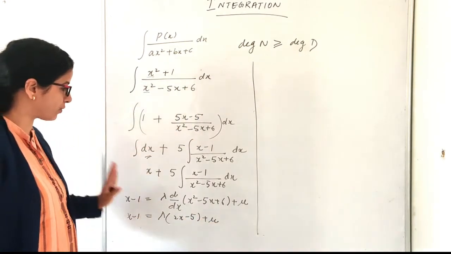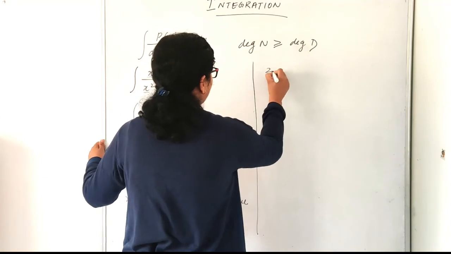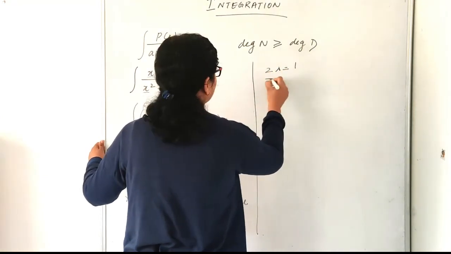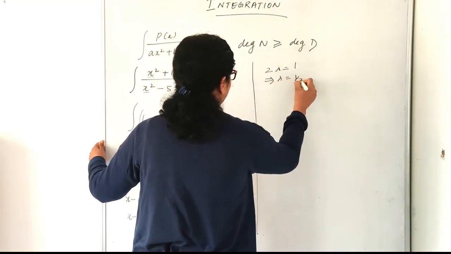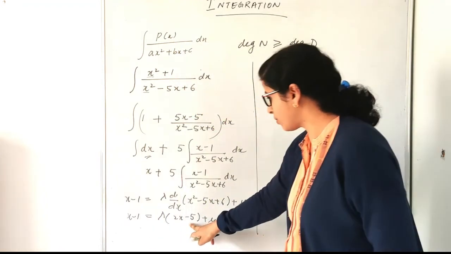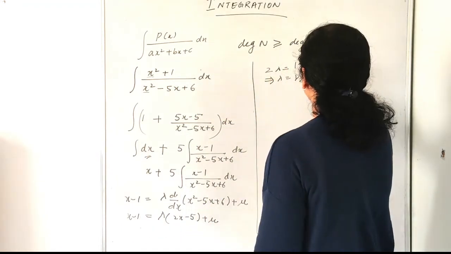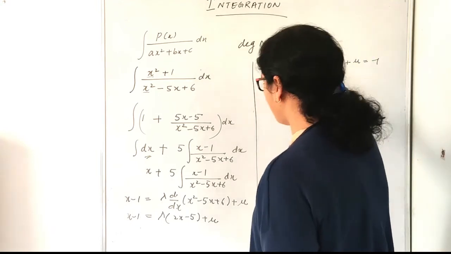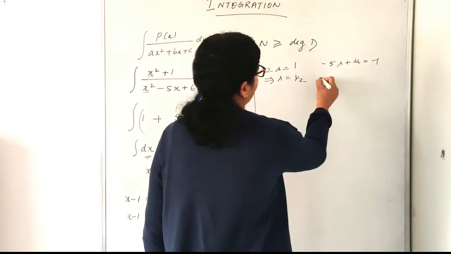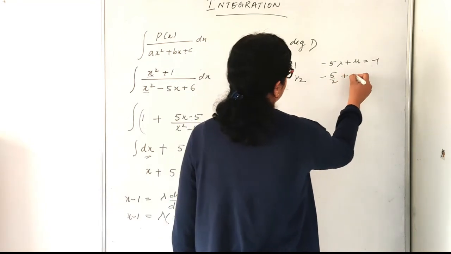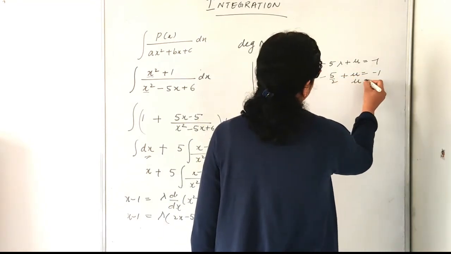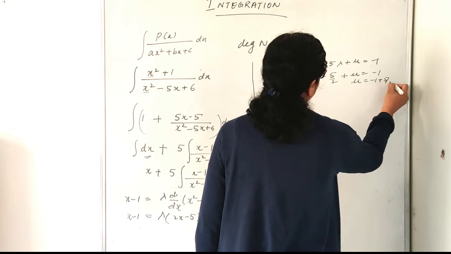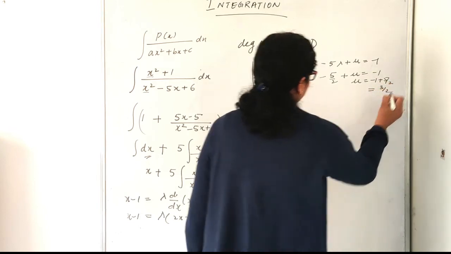Now we can compare the coefficients. So 2 lambda equals 1, which implies lambda is equal to 1 by 2. And the second equation I can get from here: minus 5 lambda plus mu equals minus 1. Substitute the value of lambda over here. So minus 5 by 2 plus mu equals minus 1. Mu equals minus 1 plus 5 by 2, which is nothing but 3 by 2.